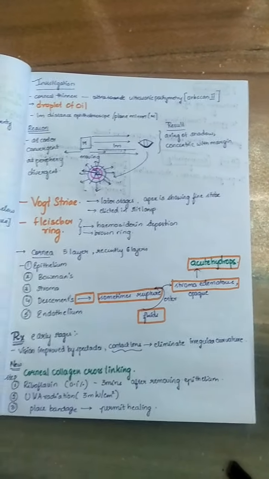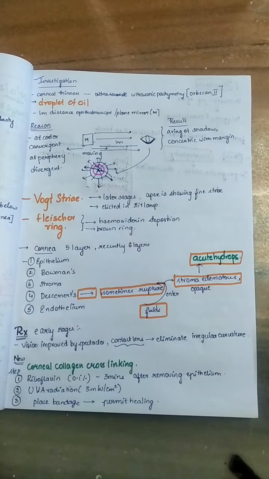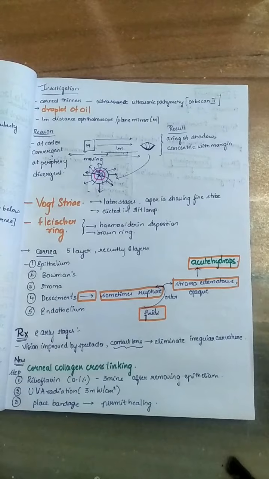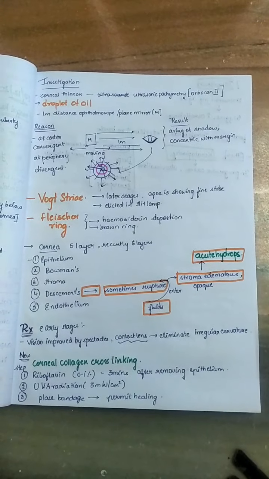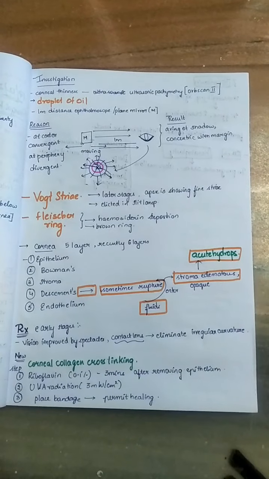Last and final modality is the treatment. In early stages, vision is improved by spectacles and contact lenses. Contact lenses are more beneficial than spectacles, as they eliminate the irregular curvature. And a new treatment is corneal collagen cross-linking.